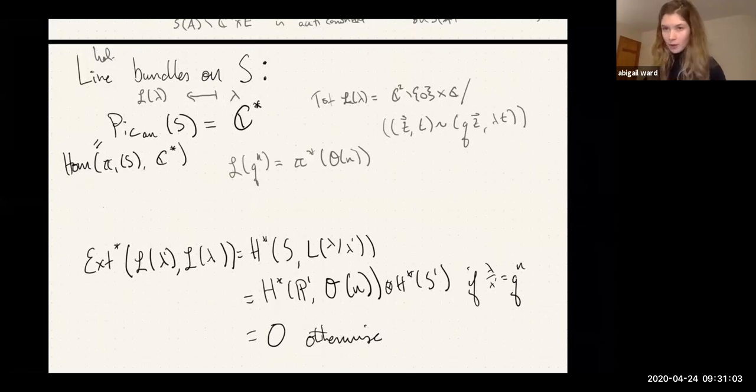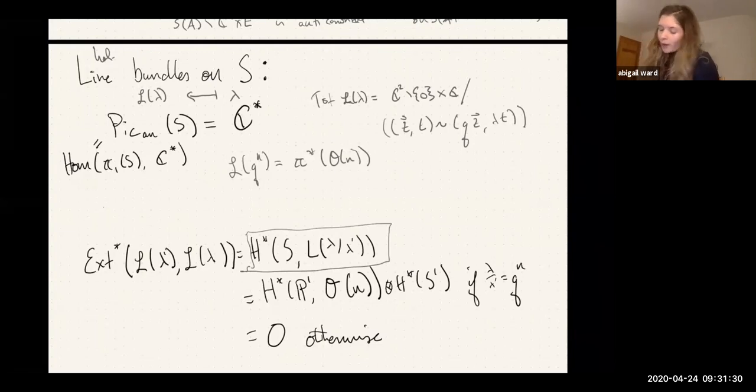It turns out you can calculate the Ext groups of these line bundles. They're line bundles, so the Ext group is really just some sort of sheaf cohomology of this thing, or rather this cohomology group.